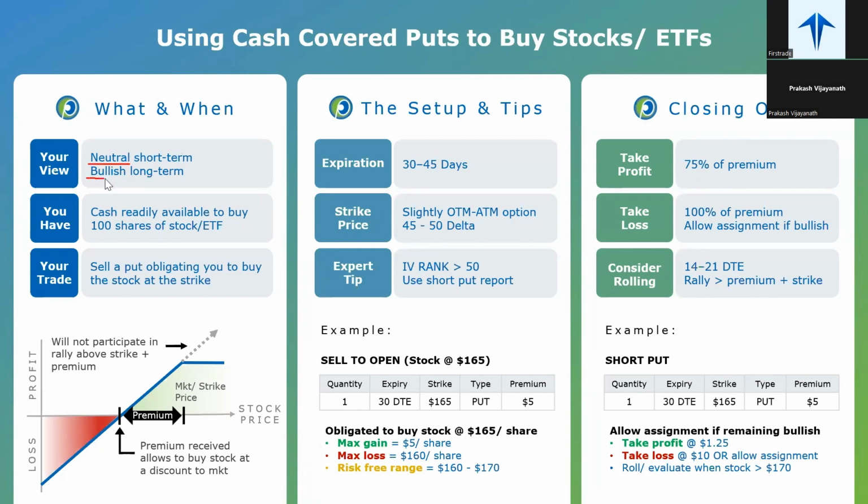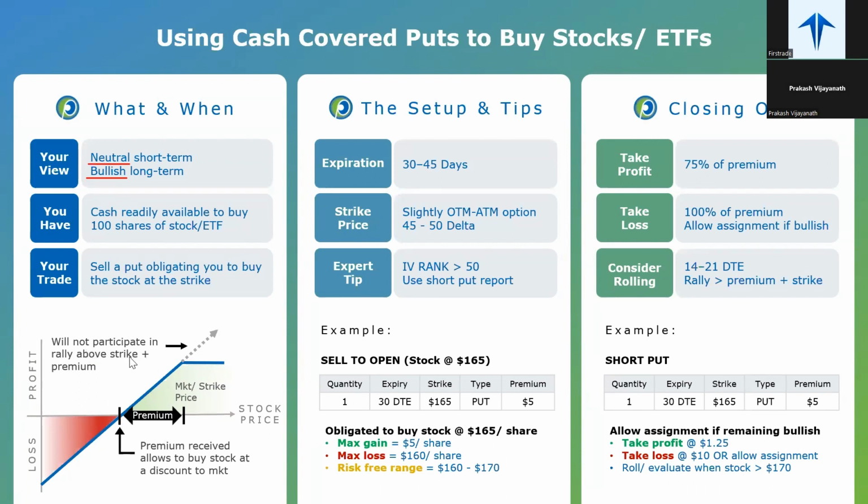But you also want to be bullish in the long term because you now own 100 shares after assignment, and you don't want to own 100 shares of a stock that you do not believe has the potential to continue to rally. You have to have cash readily available to purchase those 100 shares of the stock or ETF, and your trade will be to simply sell a put option, which obligates you to purchase the underlying shares at the strike price. And like I mentioned before, that premium is used to offset the effective cost basis for the stock.